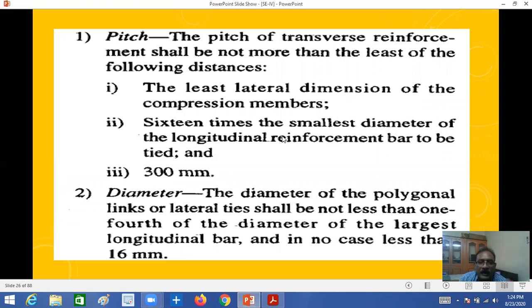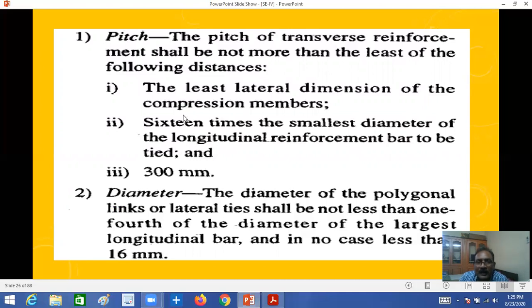This is also from IS 456. The pitch of the transverse reinforcement shall not be more than the least of the following distances. The least lateral dimension of the compression member, and 16 times the smallest diameter of the longitudinal bar, that is 16 φ. Suppose a column has 4 bars of 16 mm and 4 bars of 12 mm. 12 mm is the least diameter, so 16 times 12 is the spacing.